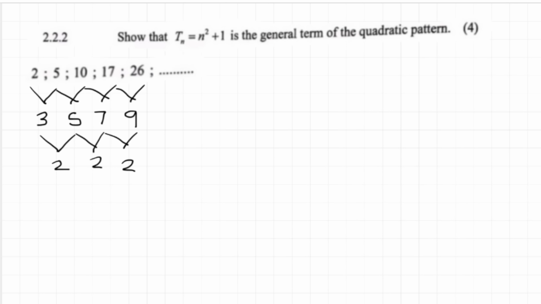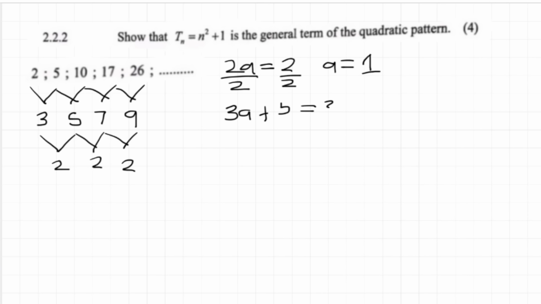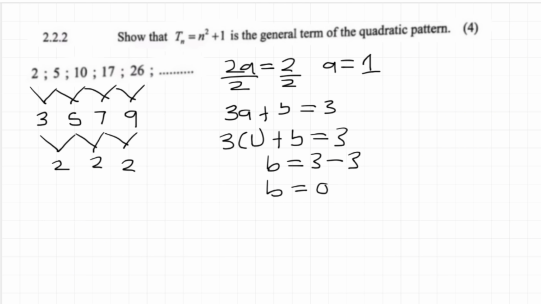To find those kinds of values, we just need to say 2a is going to be equal to this one, which is 2. If we divide both sides by 2, a is going to be equal to what? To 1. And for b, we say 3a plus b is going to be equal to this number, which is 3. And then 3a is 1, plus b, which is equal to 3. b is going to be 3 minus 3. b is equal to 0. Oh, okay, cool. That's correct.